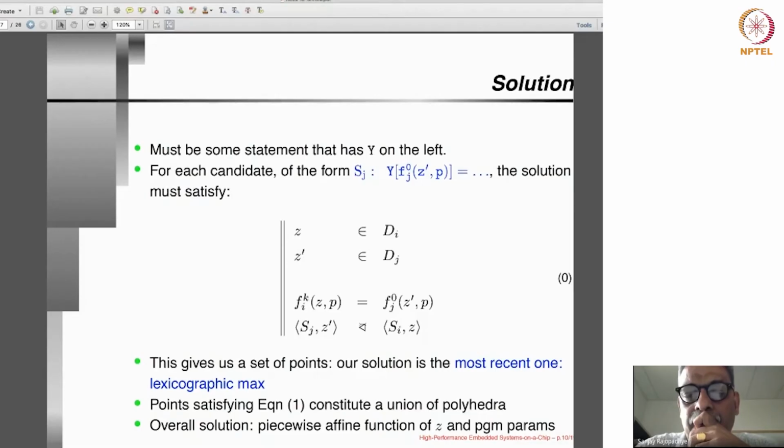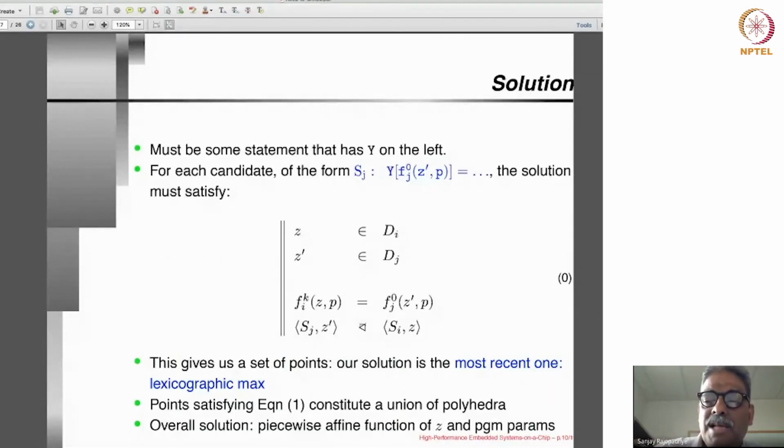Okay. Now, if you just look at this set of points Z, Z prime, etc., this gives us a set of all points in the iteration of statement Sj that were executed before this current statement Si, Z, that were executed before and that access the same memory location. Okay? Out of this set of points, the most recent one is the lexicographic max. Because the lexicographic max amongst these points is really the statement execution order.